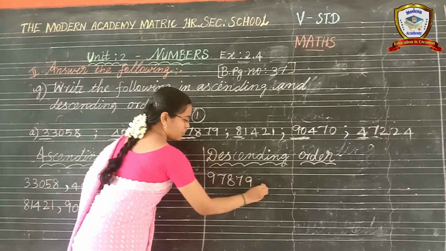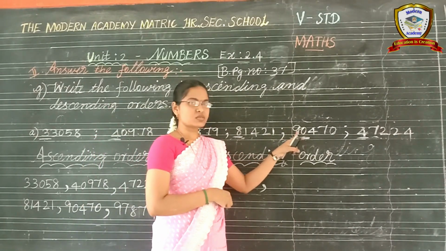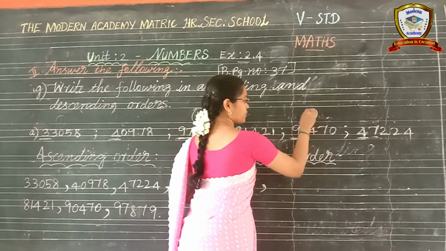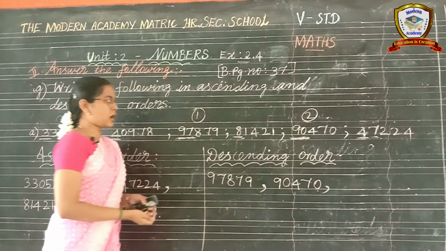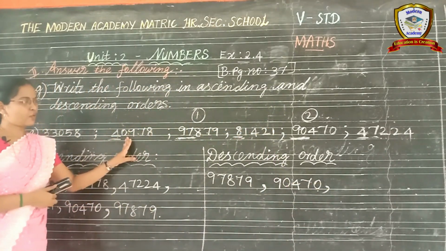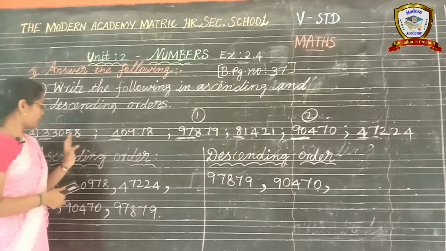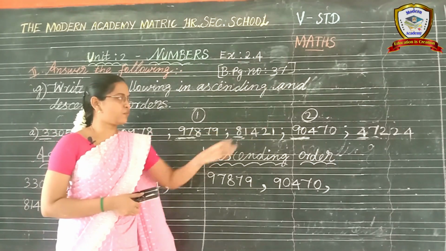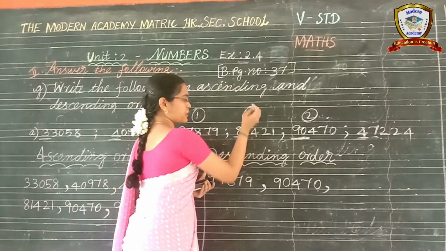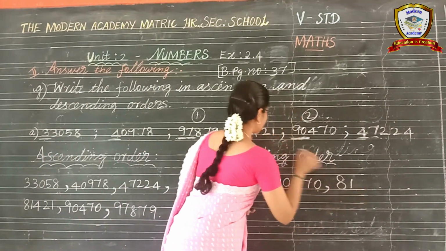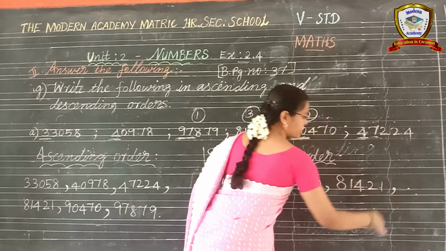What is the next number? Next bigger number is 90,470. Okay, next we have 4 numbers remaining. In these 4 numbers, you have to compare the first number. What is the next bigger number? He has given 3, 4, 8 and 4. Which is the next bigger number? Yes, 8. So 81,421 is the next bigger number.